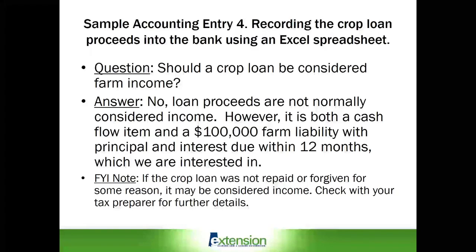In this example, the farmer applied for and received a $100,000 operating loan for the 2019 crop year from his local ag lender. Before we look at the entry, though, here's a question. Should the crop loan be considered farm income? The short answer is no. Loan proceeds are not normally considered income. However, it is both a cash flow item and a $100,000 farm liability with principal and interest due within 12 months, which we are interested in.